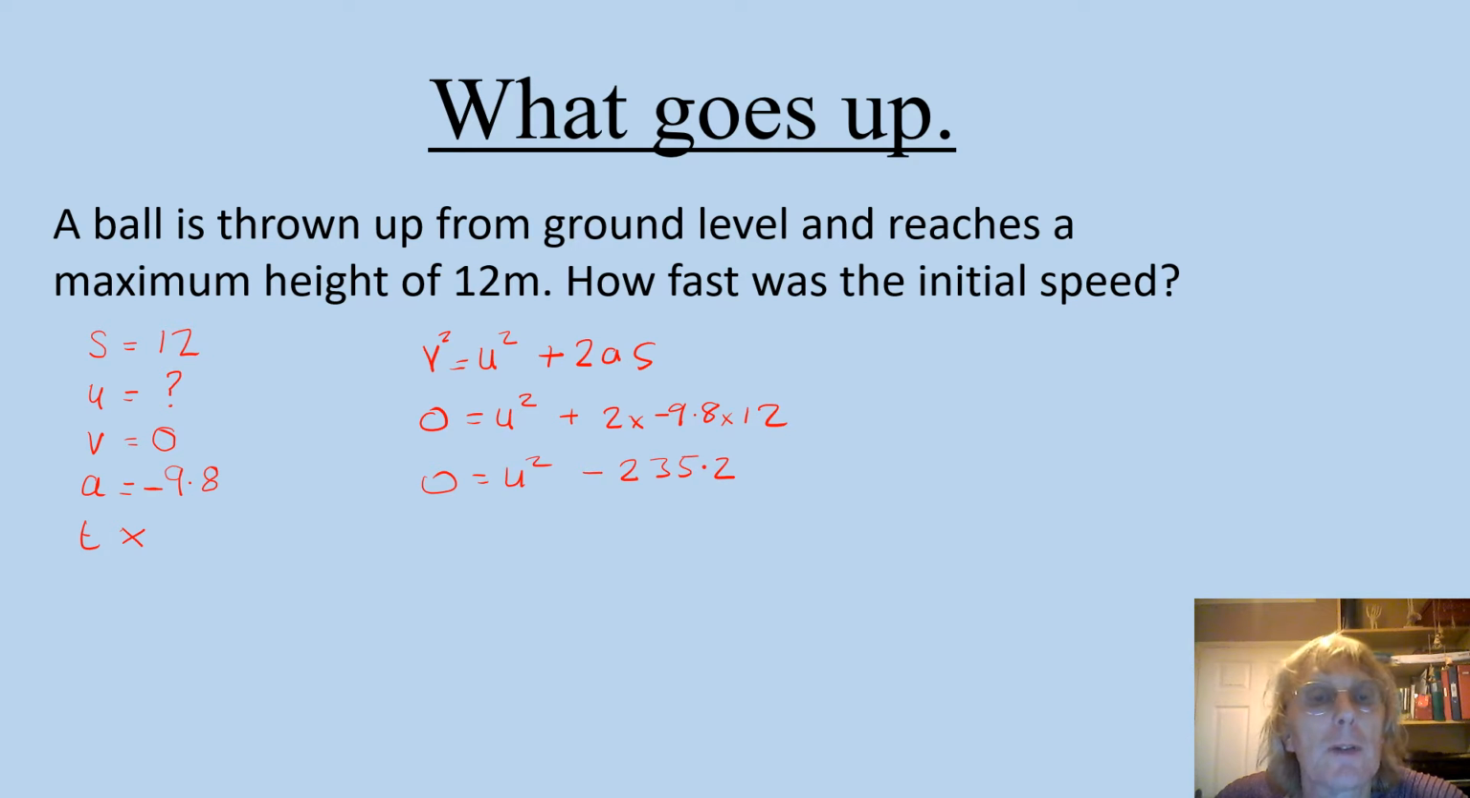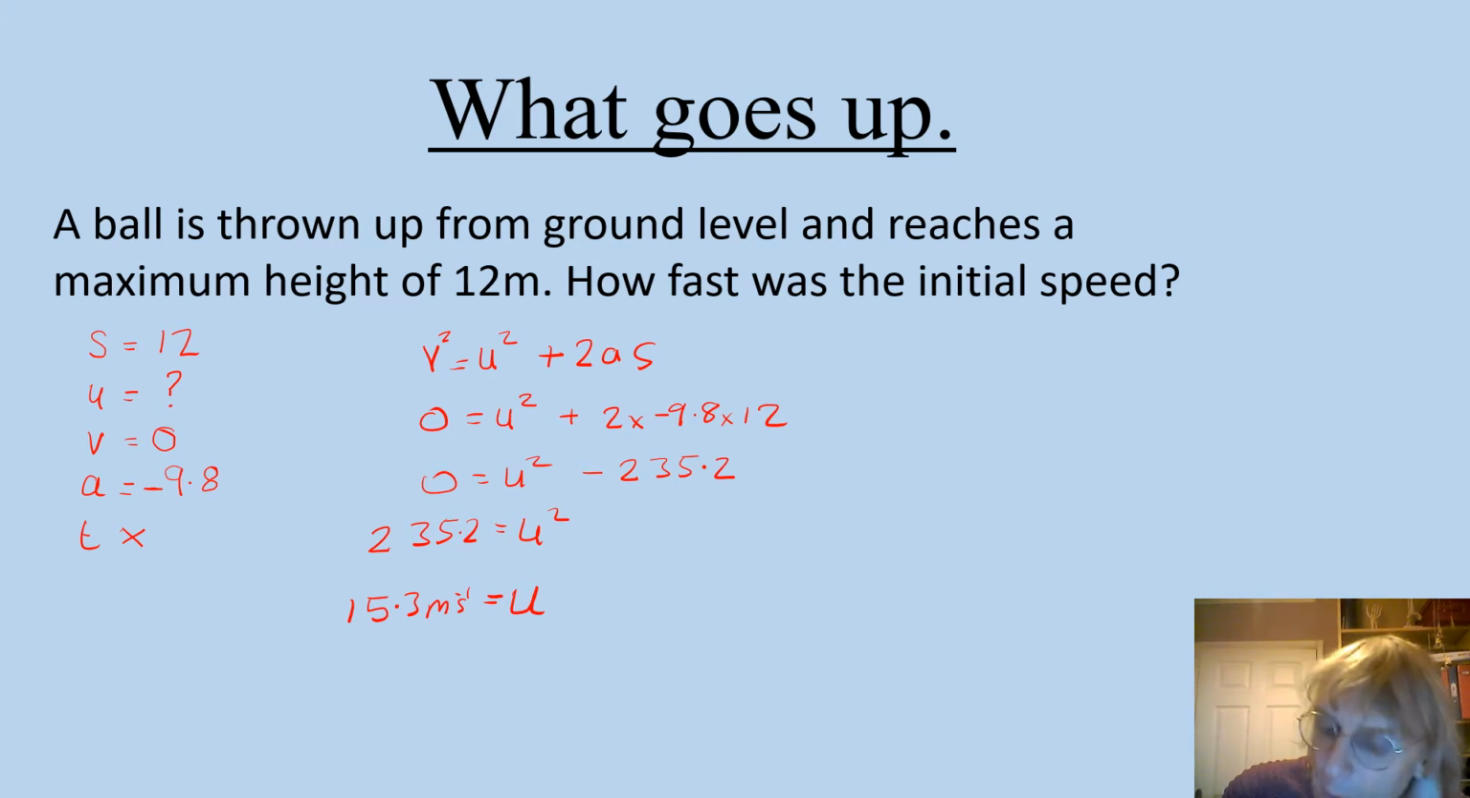Take that over to the other side. 235.2 equals U squared. Square root it, and U is going to equal 15.3 meters per second. So that's that bit done. So it's straightforward. All you've got to do is make sure you get your direction right.